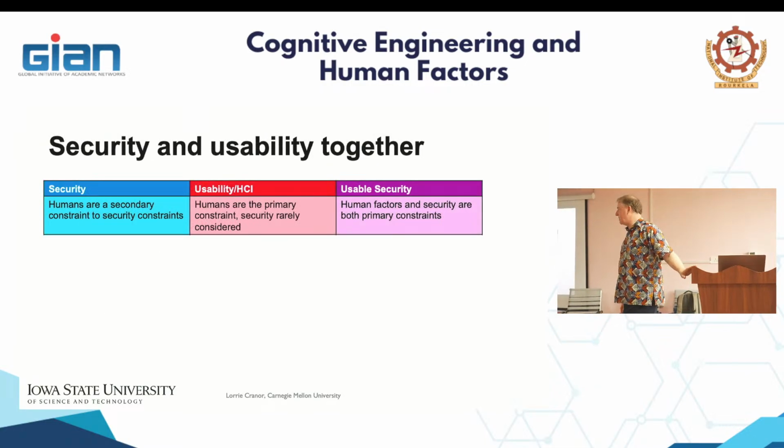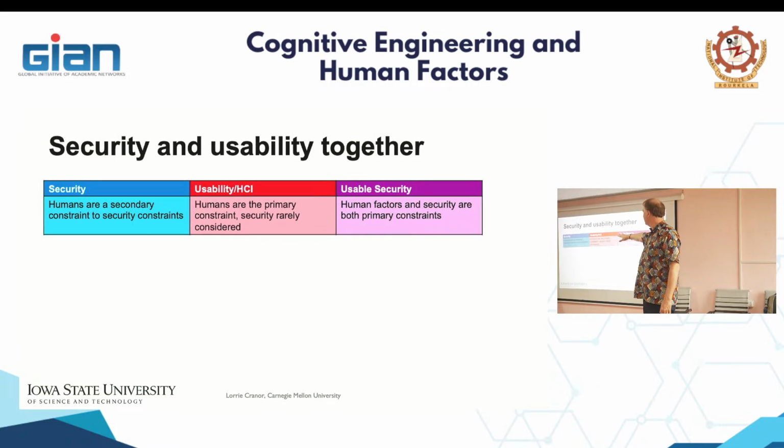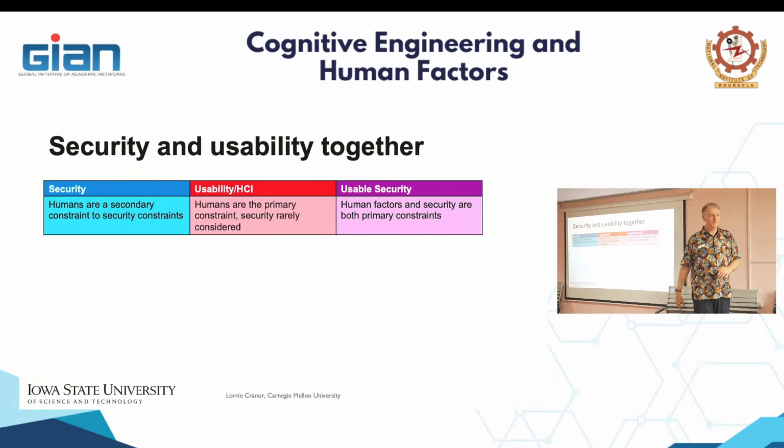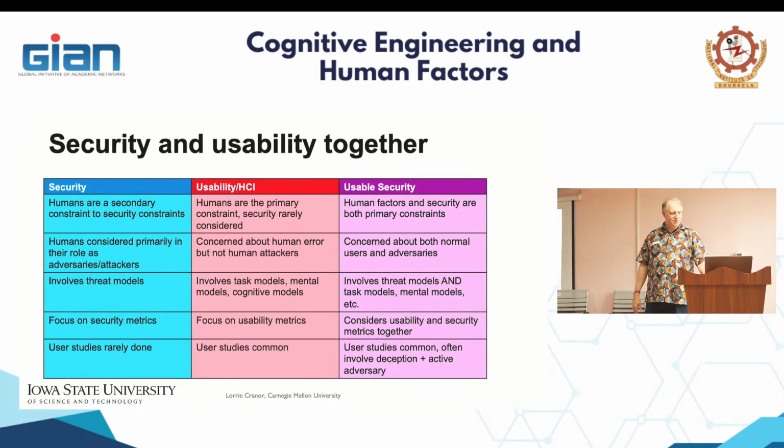And so here's an example of what she talks about. If I'm doing security, humans are a secondary constraint. I don't need to worry about the humans first; I need to worry about security. If I worry about usability, I say humans are the first constraint. And if I'm doing usable security, which is Lorrie Cranor's term, then I'm going to consider both. So here are some examples.